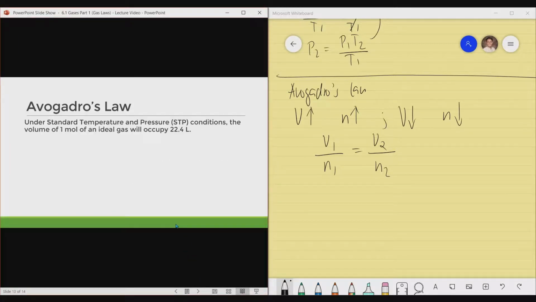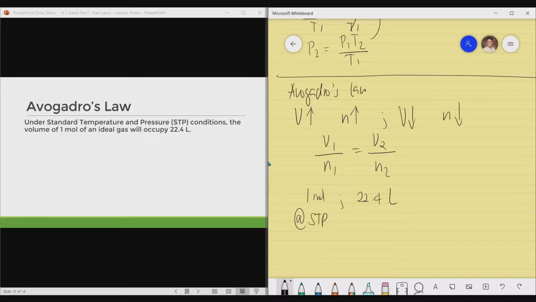So remember, for Avogadro's law, when we mention STP, or standard temperature and pressure conditions, the volume for an ideal gas is that 1 mole of an ideal gas will occupy 22.4 liters. So let me repeat, when it is mentioned that the conditions are under STP, the volume for 1 mole will be 22.4 liters.